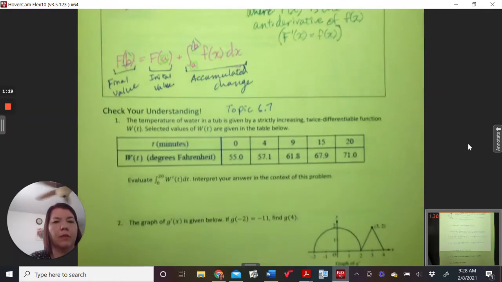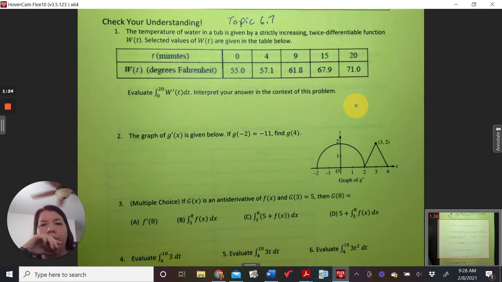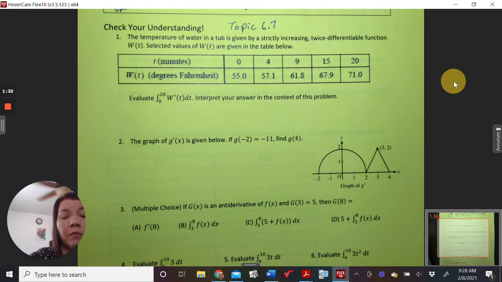That said, the temperature of water in a tub is given by a strictly increasing twice differentiable function w of t. Selected values of w of t are given in the table below.